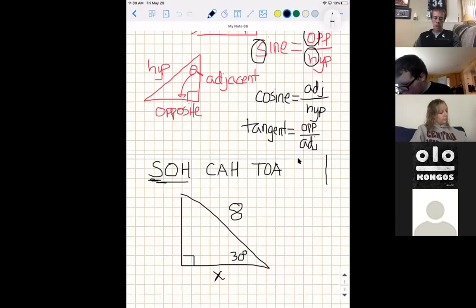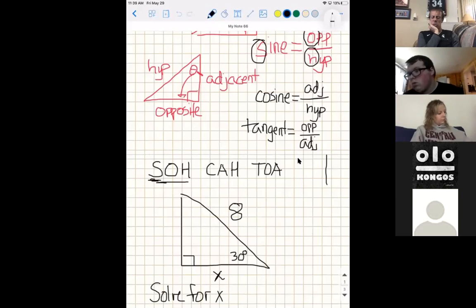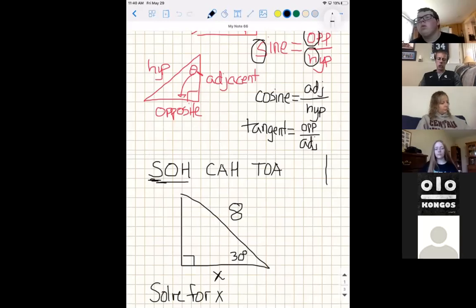Okay. So first thing when we do this, again, if they had instructions on this, our goal is going to be to solve for x. So first thing we need to do is, what two sides do we have here? You guys take a look. What do you see? What two sides in relation to this angle do we have?